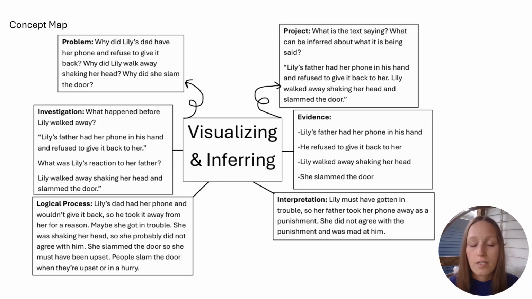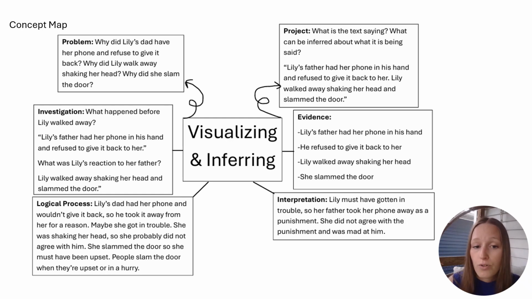You have a text and you're wondering what it is saying, what can be inferred. So Lily's father had her phone in his hand and wouldn't give it back to her. Lily walked away shaking her head and slammed the door. So why did her dad have the phone? Why did she walk away shaking her head, and why did she slam the door? Well, what happened before she walked away? Her father had the phone. What was her reaction? She slammed the door.